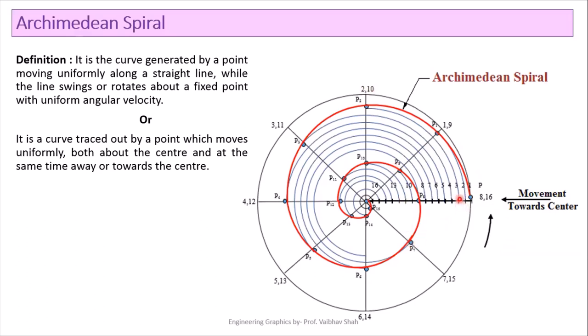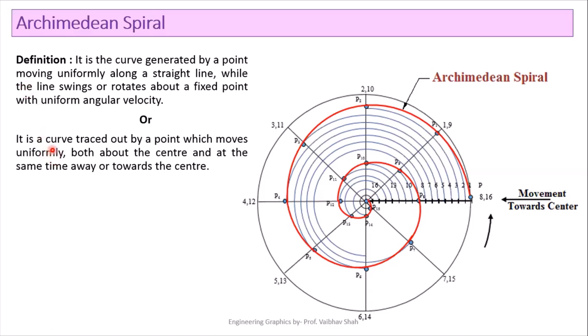So whenever your line rotates around this fixed point, you will have one point sliding over this line, either from outside to inside or inside to outside. And here we'll have two combined motions. First is the rotational motion, combined with the movement of your point linearly. So whenever we are tracing the two simultaneous motions, the linear motion of the point over this line as well as the rotational motion of this line itself, we will have one curve generated, which is known as your Archimedean spiral.